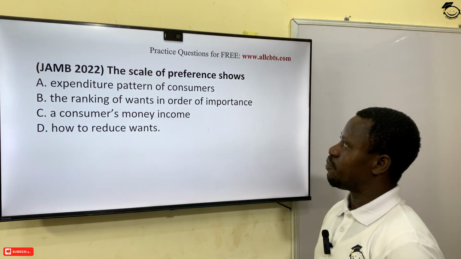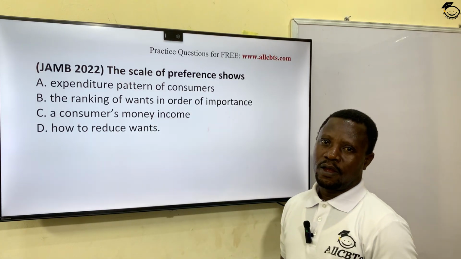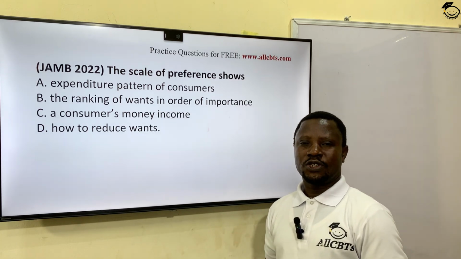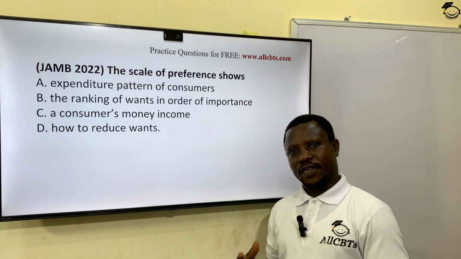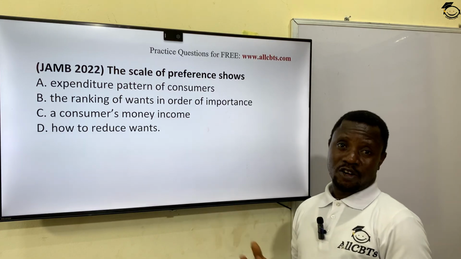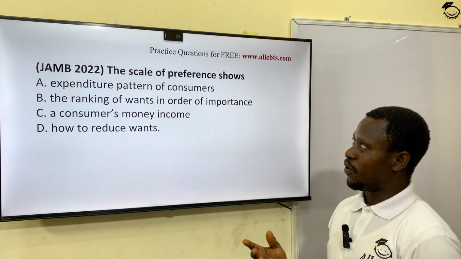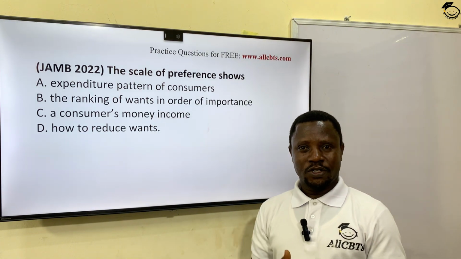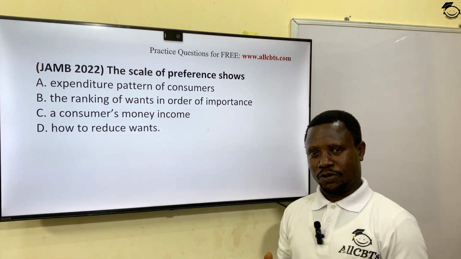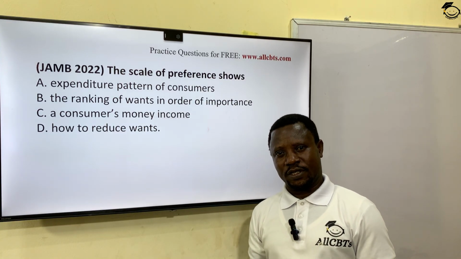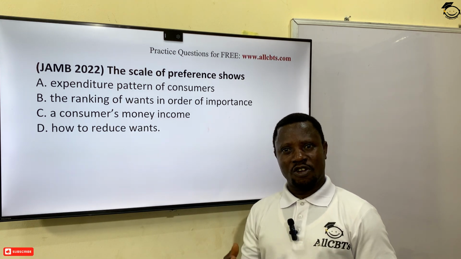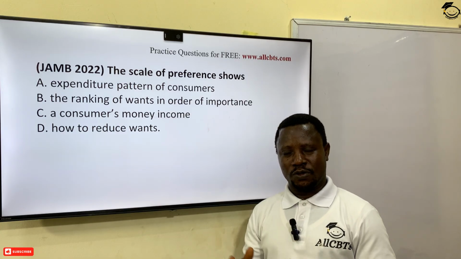The scale of preference shows... You know, this is one of the basic concepts of economics. When you talk about wants, you talk about scarcity, you talk about opportunity cost, you talk about scale of preference. So what is scale of preference? From the word preference, prefer. Which product do you prefer? That's talking about arrangement of your product, of your desire, of your wants, on how important they are to you. So individual scale of preference differs from person to person.